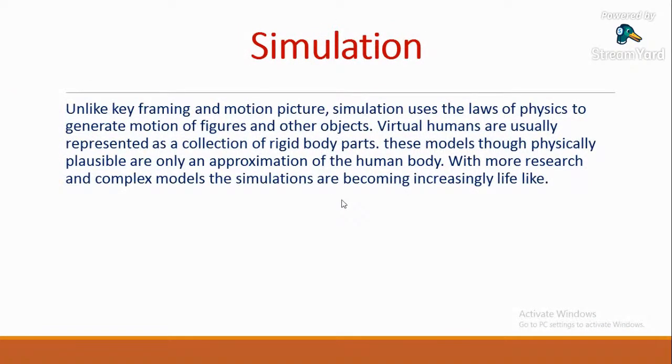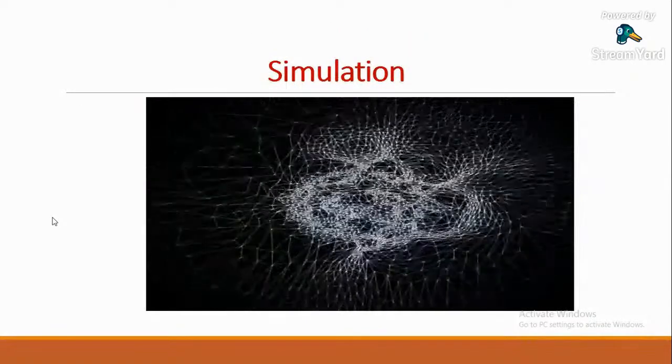Then coming to simulation. In simulation, the hardware concept is very important. Just like keyframing and motion capture, simulation also uses the laws of physics. As I told you, all these concepts are based on something, like light in cel animation. In this case, the mechanics of how our body moves are used. Virtual humans are usually represented as a collection of rigid body parts, and this model is only an approximation of the human body, to which this type of simulation can apply.